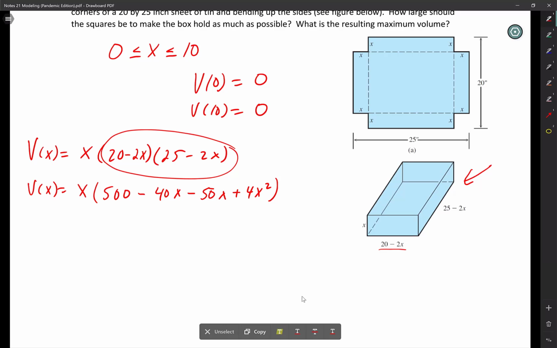I'm going to distribute the x, and I'm going to write the highest degree in the front because that's what we did in Algebra 2. X times all that shebang. So 4x cubed. Like I said, I'm writing the highest degree first. Then 40 and 50, that combines to 90x. So I'm going to have minus 90x squared plus 500x.